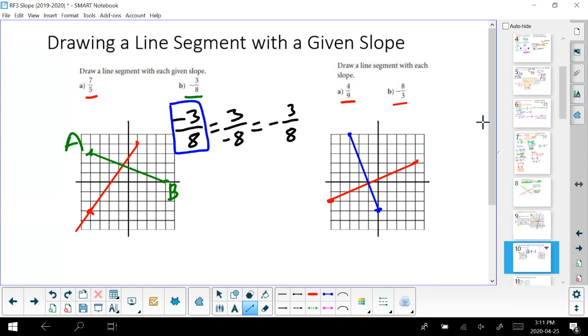So again, some of the things that we talked about: what is slope? How do we figure out the slope of a line if we are given a graphical representation? And then how do we figure it out if we are given 2 points, as well as how do we draw a line if we're given the slope of the line as well as a point on the line.